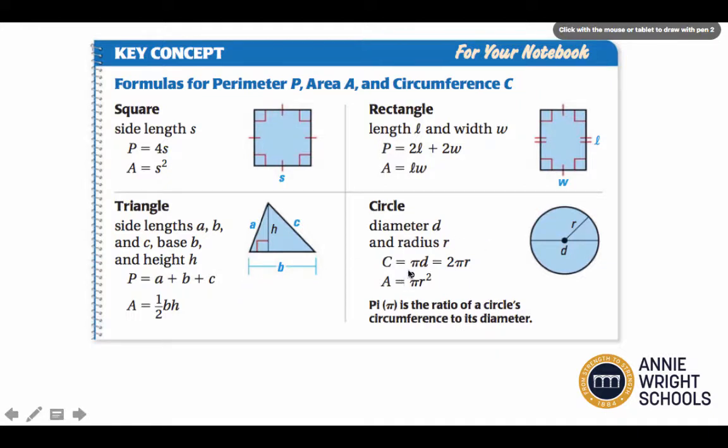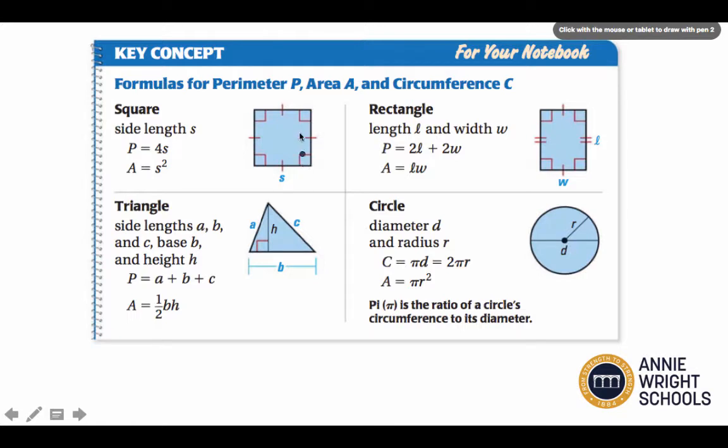For a circle, we have a special name for perimeter. It's not called perimeter, it's called circumference, and that's the distance around the circle. The best formula is 2 pi r, but knowing that 2 times r is the diameter, pi d also works. I will always use 2 pi r. I just do. Area is an important distinction from perimeter because area is square units.